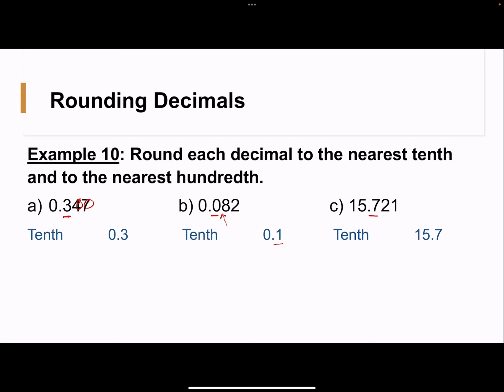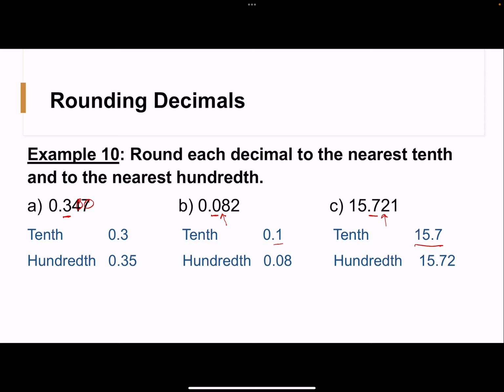15.721, if I round to the tenths place, I look at the 7. When I take a look at the number to the right, that's a 2. So my 7 is going to stay the same. So that rounded to the tenths place would be 15 and 7/10.